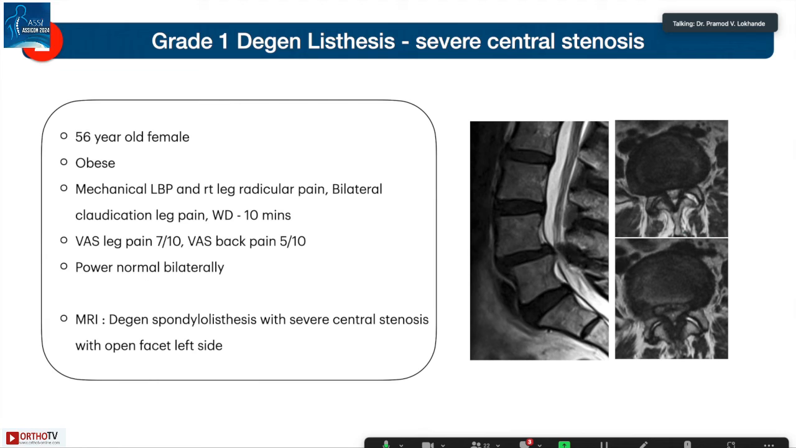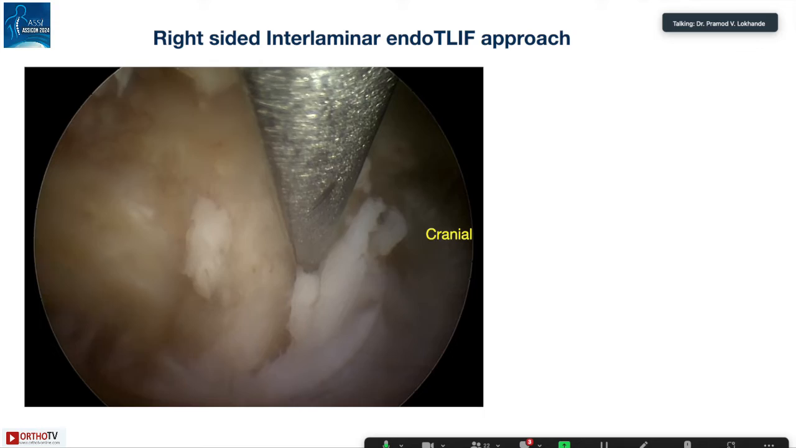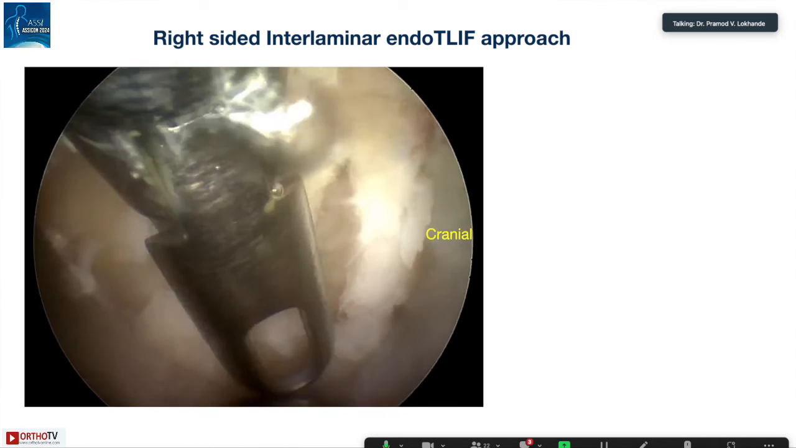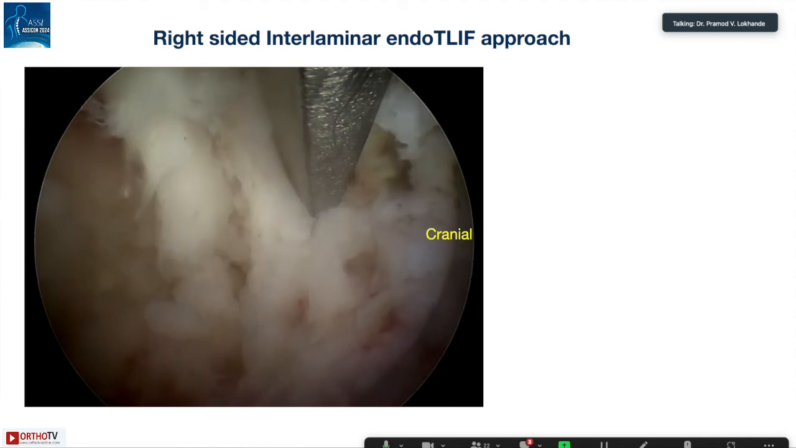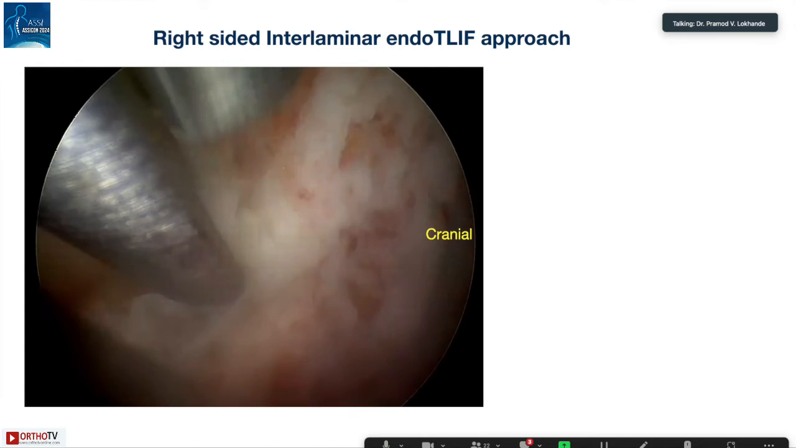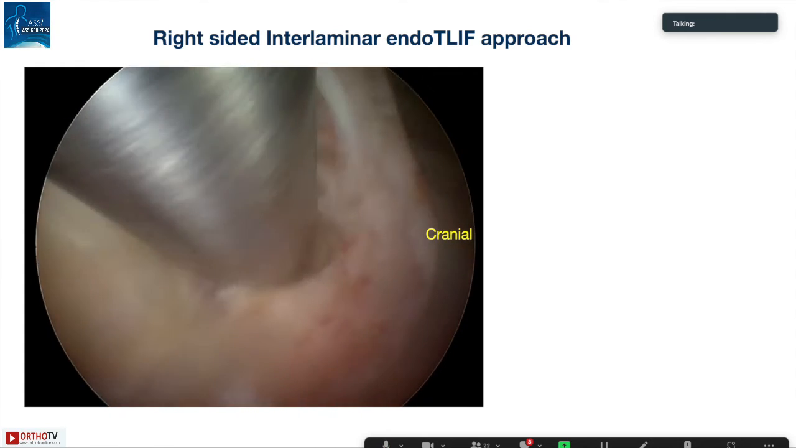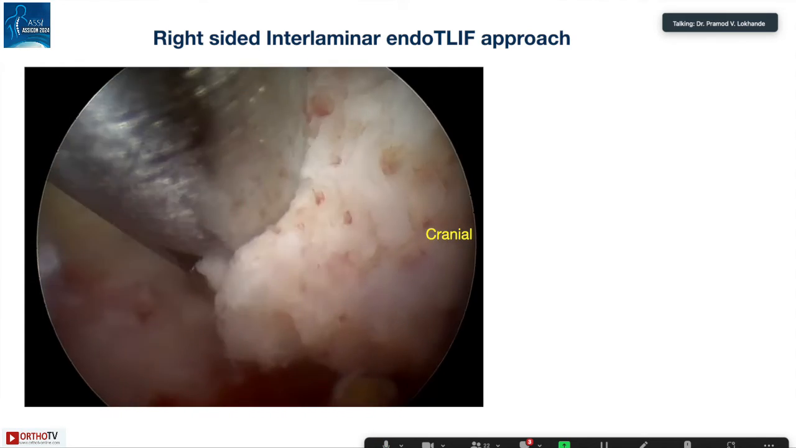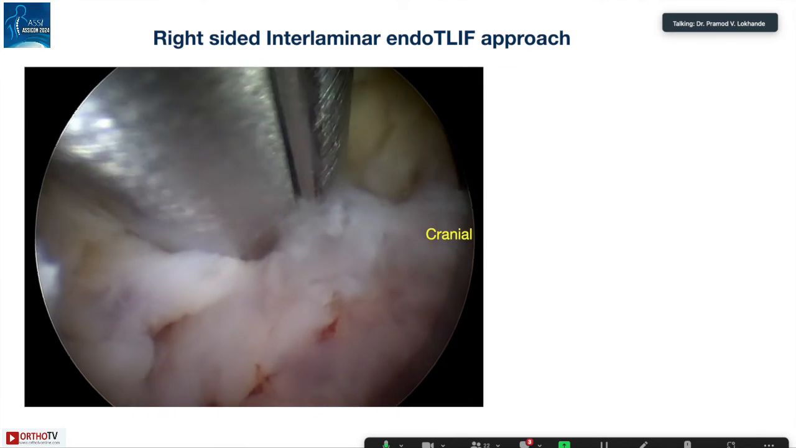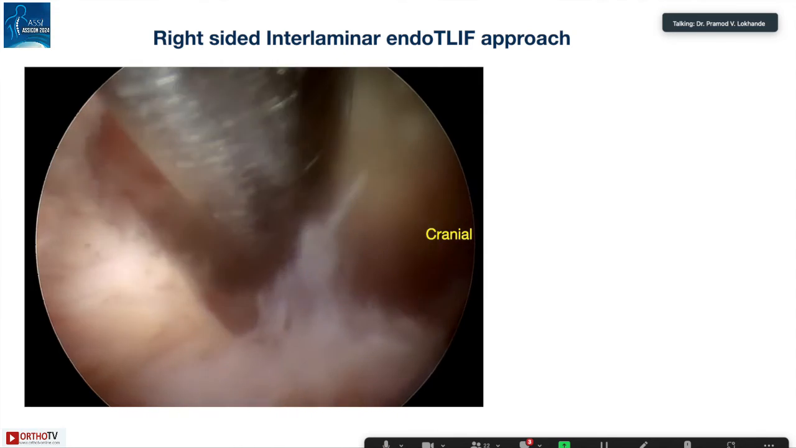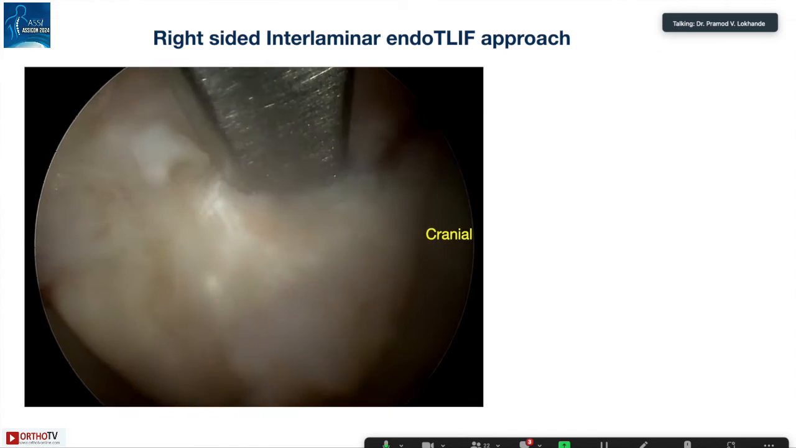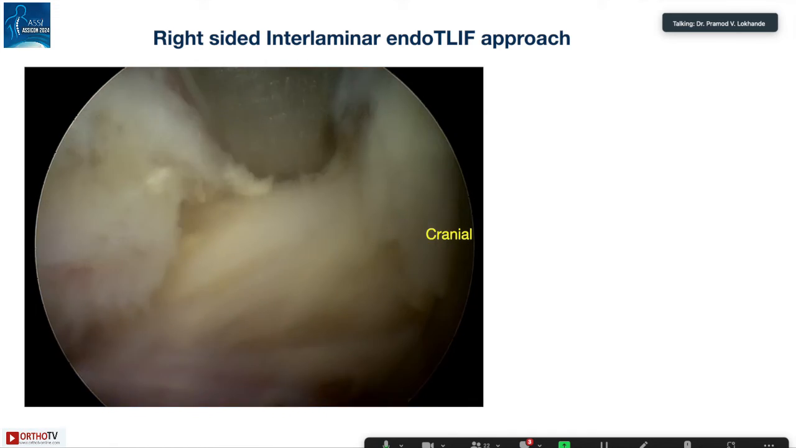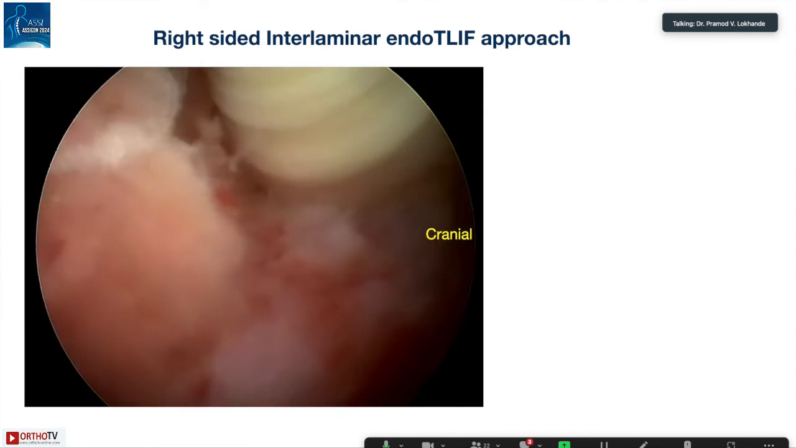Another case, grade 1 listhesis with severe stenosis, bilateral foraminal stenosis there. Again, I have done an interlaminar approach in this interlaminar endo TLIF. This is the cutting of the superior lamina till I reach the free edge of the superior flavum. This is the cutting of the inferior lamina. This is the separation of the ligamentum flavum from the opposite side, opposite lamina.